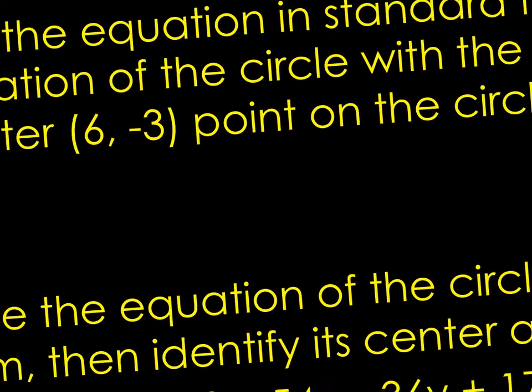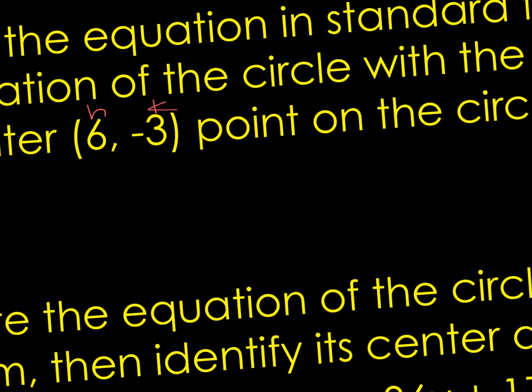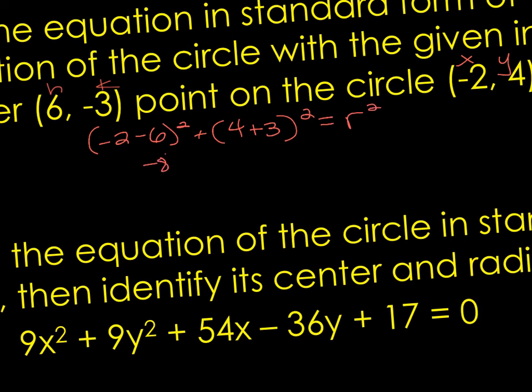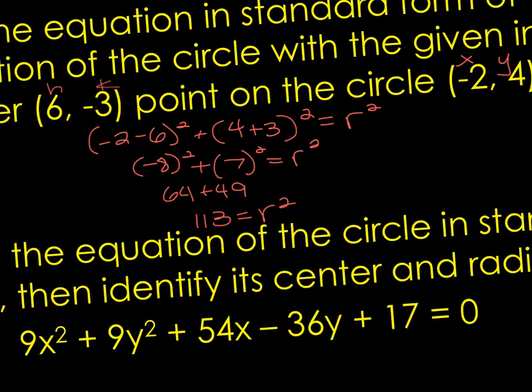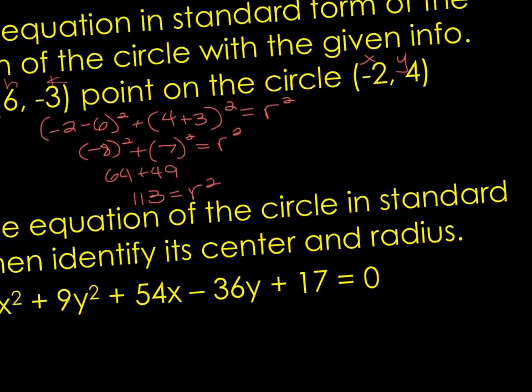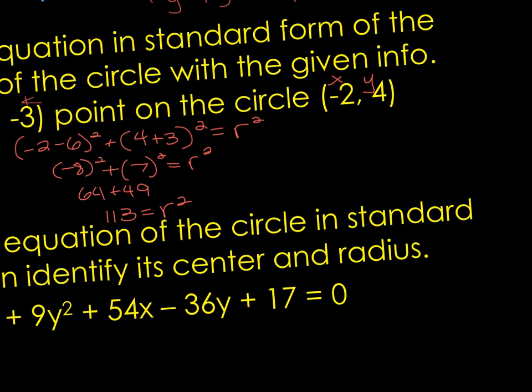The center would have been h, k, and the point on the circle x, y, and I would plug it in. So (x - h)^2 + (y - (-3))^2, which becomes +3 squared, equals the radius squared. This is -8, +7, 64 plus 49. 113 is the radius squared. If it had asked for the radius, I would write it as the square root of 113, but we're just plugging that back in, so I don't even have to square root it.